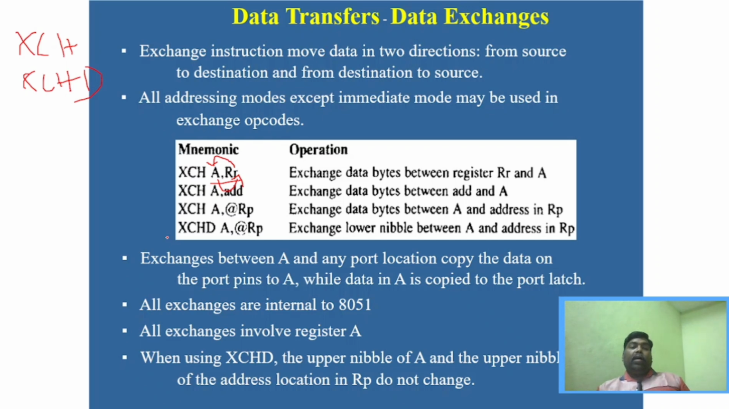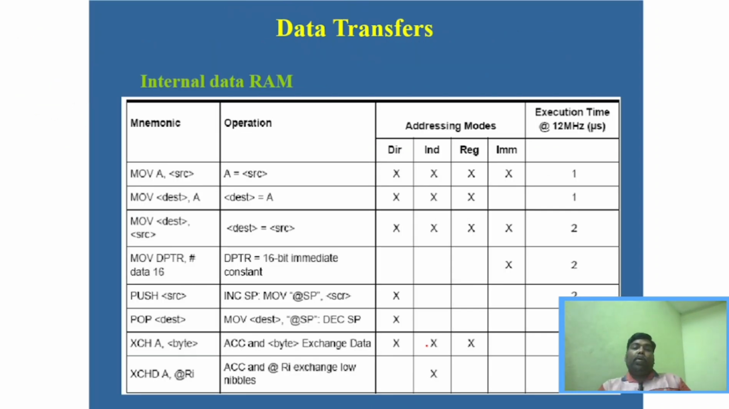Similarly, what does XCHD mean, right? You have to understand the difference. XCH will exchange the complete data itself, right? But XCHD will exchange only the lower nibble. The upper nibble is unchanged. You can see here, it exchanges only the lower nibble between A and the register pointer, right? So whenever it comes to XCHD, the upper nibble of A will remain unchanged, and only the lower nibble will be exchanged, right?